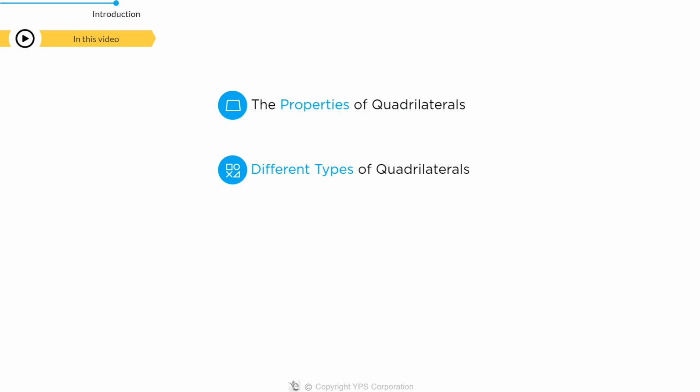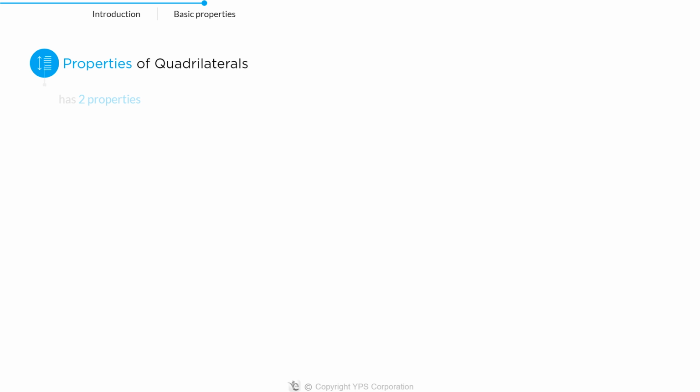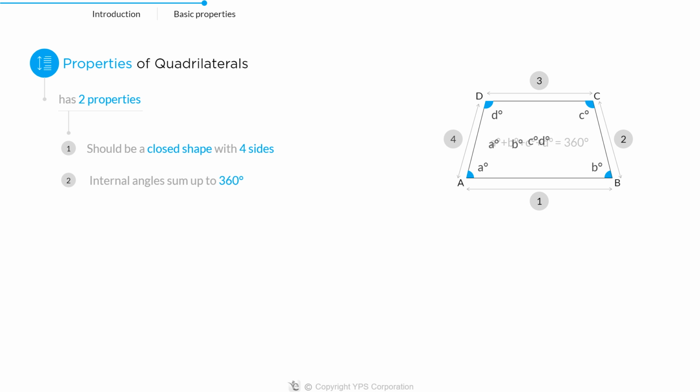In this video, we'll discuss the properties of quadrilaterals, the different types of quadrilaterals, important quadrilateral formulas, and a practice question at the end. Let's start by establishing basic properties of quadrilaterals. There are basically two properties of quadrilaterals. A quadrilateral should be a closed shape with four sides and all internal angles should sum up to 360 degrees.